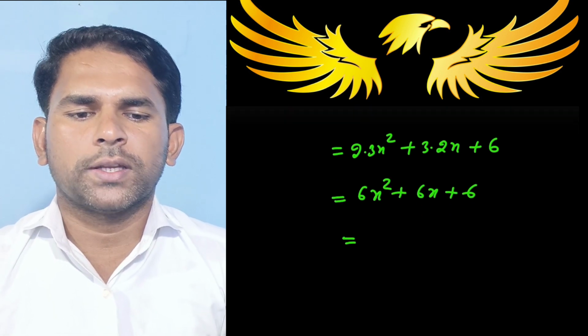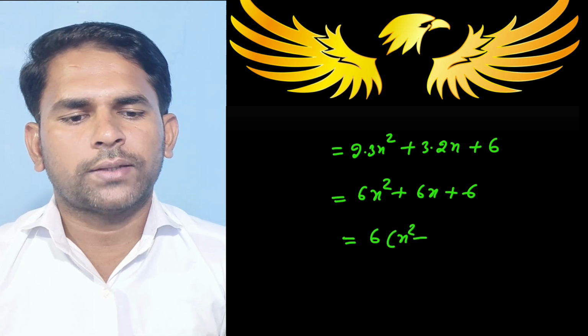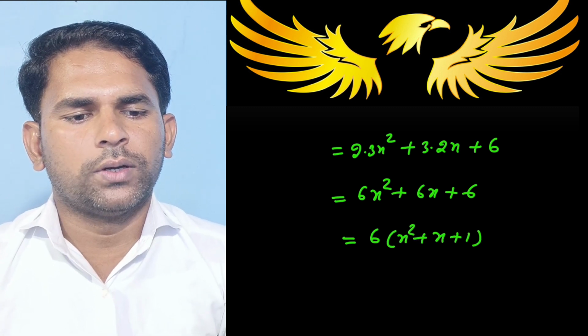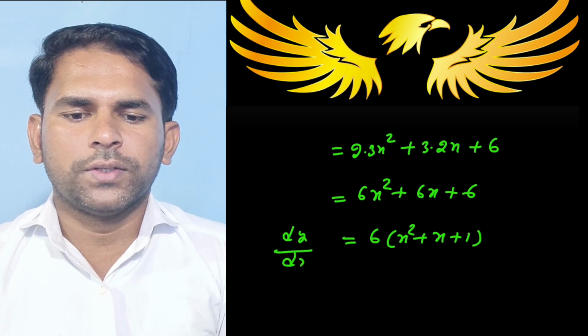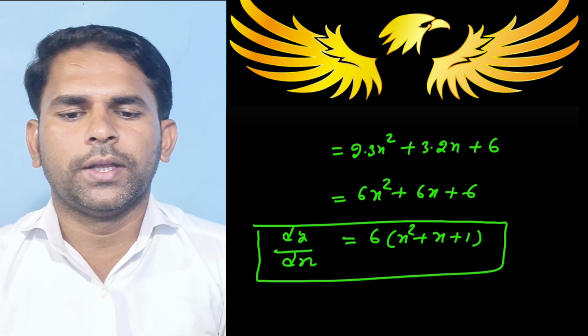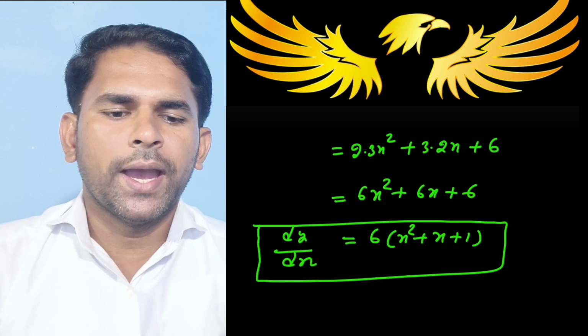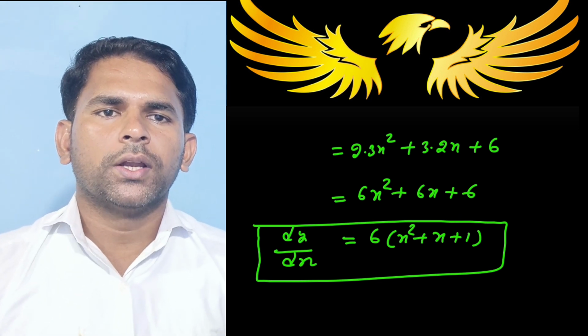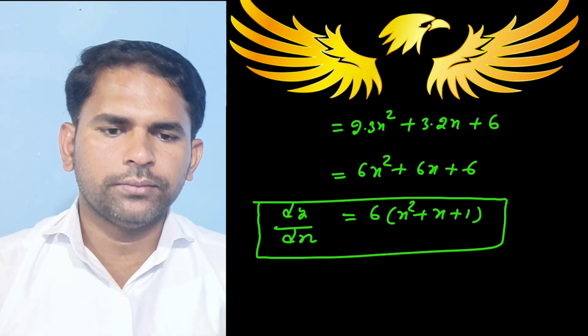You can make some small arrangement. You can take 6 common, so x square plus x plus 1. So this is the final answer of the given problem: dy over dx is equal to 6 into x square plus x plus 1. Now you can see the next question on the screen.